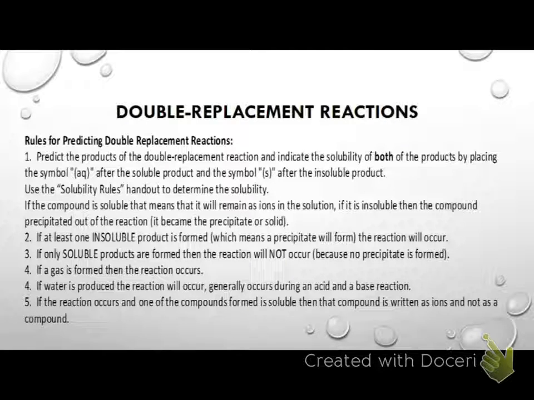I am not going to read through all these rules word for word, but I want to read some of the highlights. First thing you're going to do is predict the products that it's going to make, and I'll show you how to do that in a second. Once you predict the products, you're going to have to check your solubility rules. If it's soluble, that means it stays dissolved in water. That's what aqueous means, AQ. So if it's soluble, you're going to write AQ behind the product.